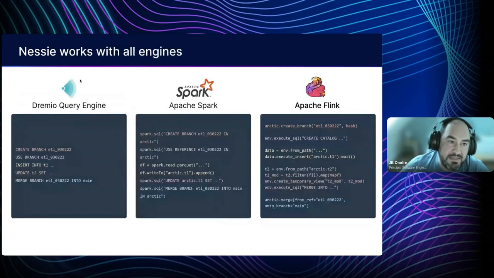And the good thing is Nessie works with all engines. So you can start to use Nessie with Spark or Flink. And then obviously you can use Dremio because Nessie is fully integrated into Dremio. So you can see that I create a branch, I use a branch, I insert data, and you have the equivalent using DataFrame in Spark or the equivalent in Apache Flink.